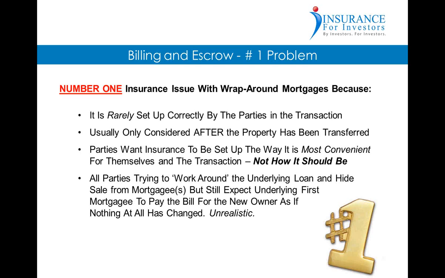The parties want the insurance to be set up the way it's most convenient for themselves in the transaction, but not how it's really supposed to be under terms of insurance law and carrier guidelines. We want it the way we want it. We don't want it right. All parties are trying to work around the underlying loan and hide the sale from the mortgagee, but still expect the underlying first mortgage to pay the bill for the new owner as if nothing at all has changed. This is somewhat unrealistic. We want to change the terms of the loan. We want to transfer the property. We want to change all the documentation, but we still want it to work as if nothing has ever happened. Maybe, maybe not. It depends. There's a little bit of luck involved in that, as we'll go through.